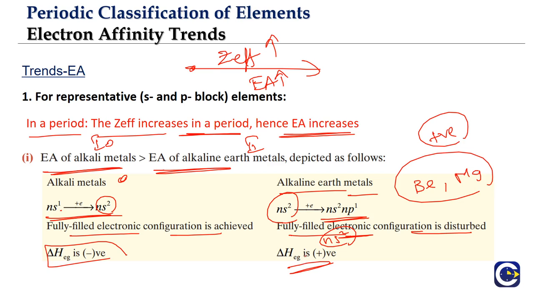So for the first group and second group elements, generally when you move across a period, electron affinity is expected to increase, but the first group element will have a higher value than the second group element in any period. Why? Because when you add an electron to the first group element, we get a stable arrangement. When we add an electron to the second group element, we move away from a stable arrangement. That is the reason.